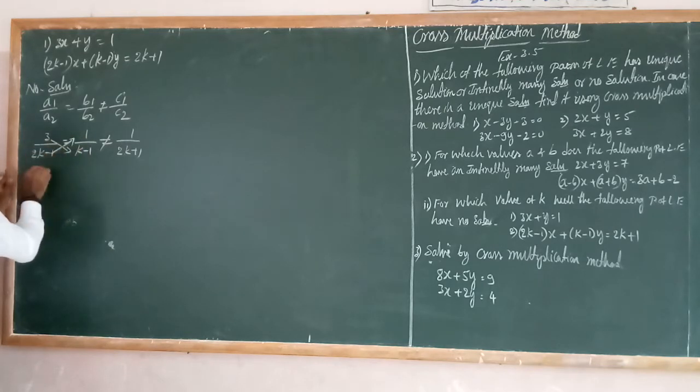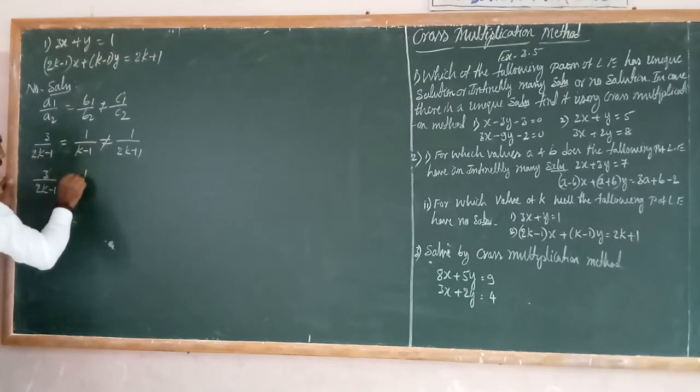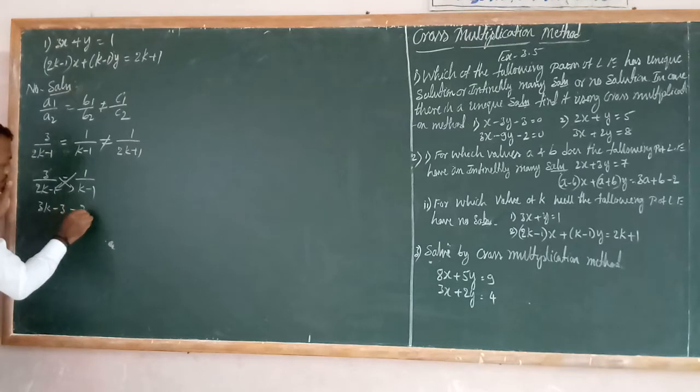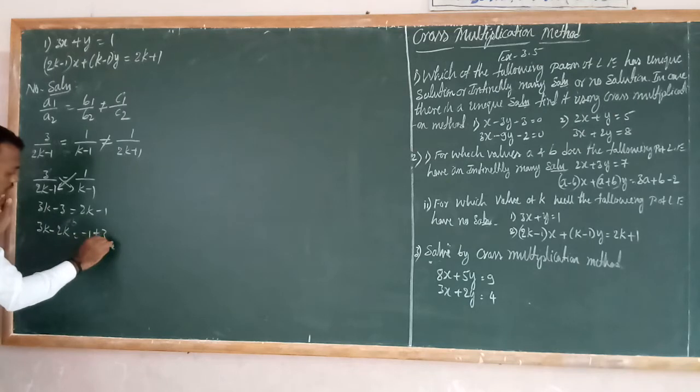One more time you have to write it. 3 upon 2k minus 1 is equal to 1 upon k minus 1. So you have to cross multiply that. So 3 into k minus 1, 3k minus 3 is equal to 2k minus 1. Now 3k, 2k, this means minus 2k. So minus 1 minus 3 will become plus 3.